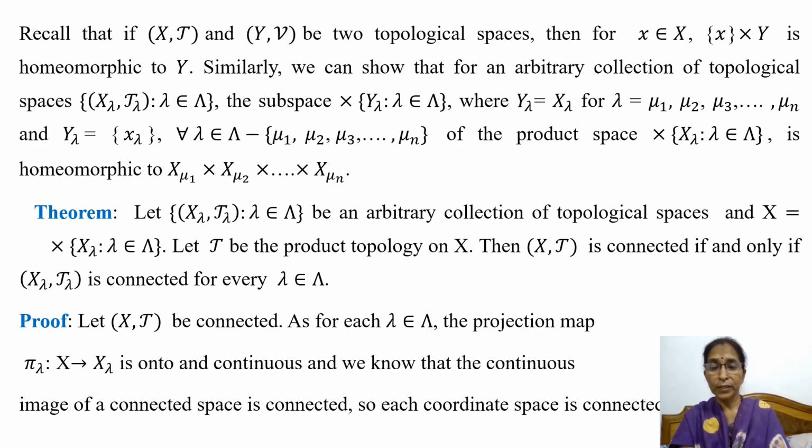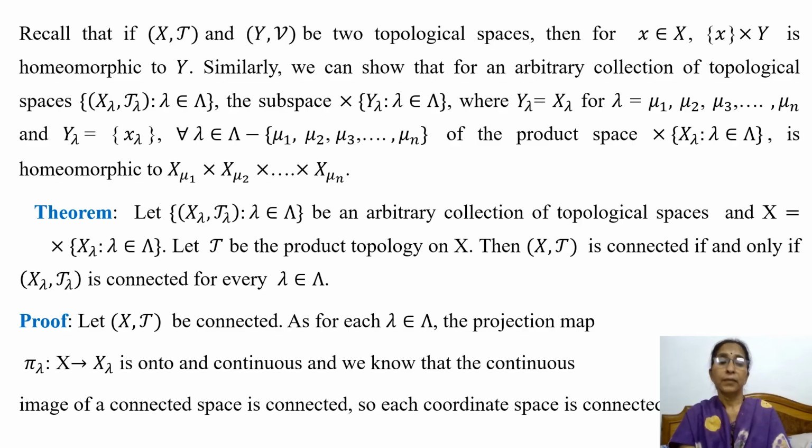Now we shall prove the main theorem. The theorem states: let (X_λ, T_λ), λ belonging to Λ, be an arbitrary collection of topological spaces, and let X be their Cartesian product. Let T be the product topology on the space X. Then (X, T) is connected if and only if (X_λ, T_λ) is connected for every λ in Λ. That is, the product space is connected if and only if each coordinate space is connected. Let us prove this theorem.